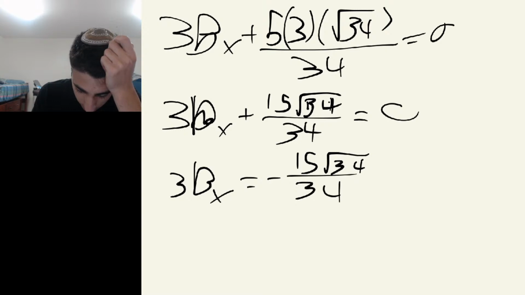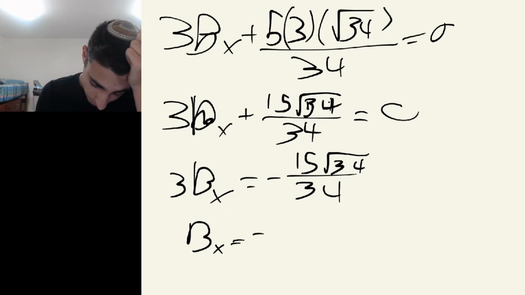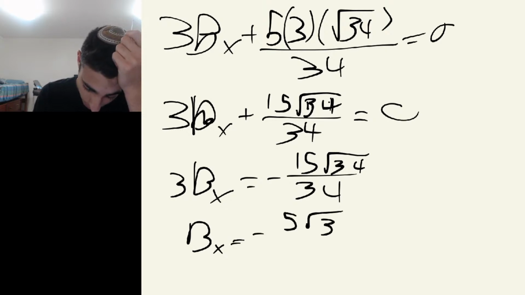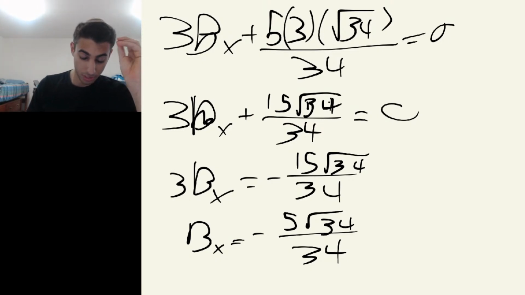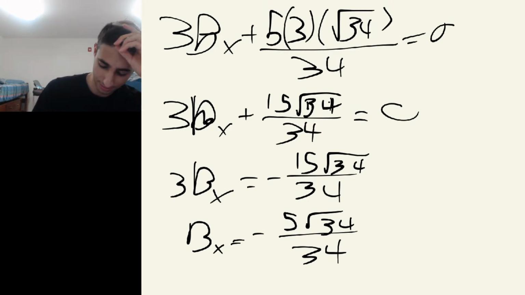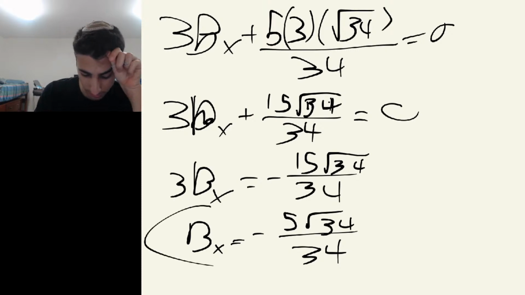Okay. So divided by 3, we have bx equals negative 5 radical 34 over 34. Negative 5 radical 34 over 34. Yeah, that is correct. At least the computer also says it's correct, so that's good. Yep, there you go. That is the answer.